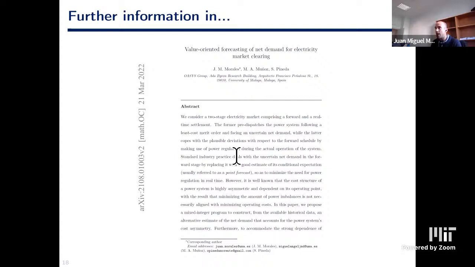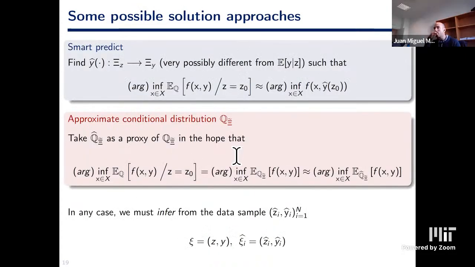Okay. So now I'm going to go through the second part of this presentation, which is going to be about the second approach for conditional stochastic optimization that we saw before, in which we use a proxy of the distribution of Y given the context set, if you remember.